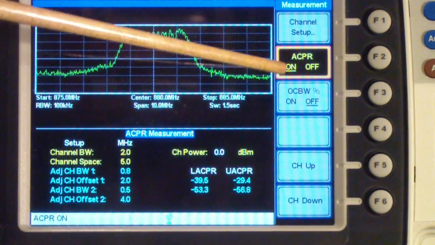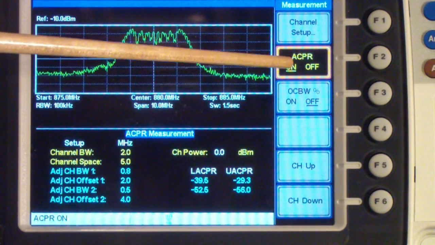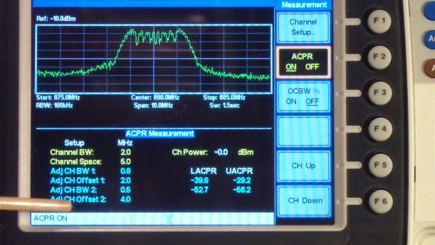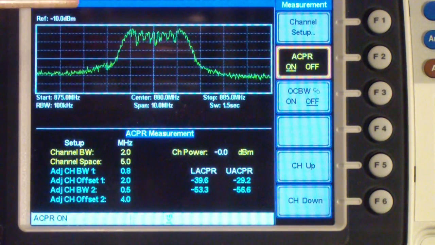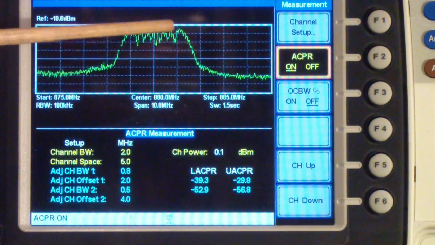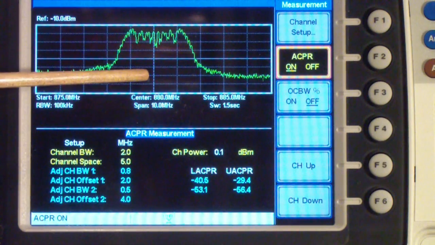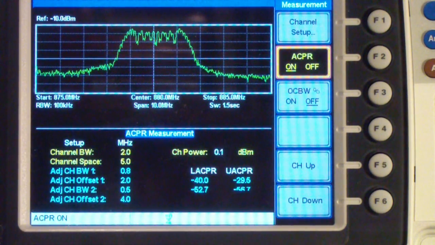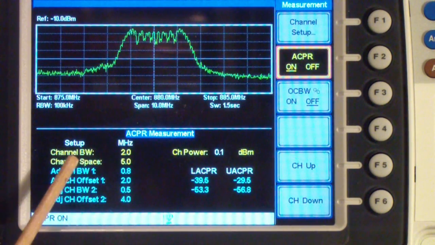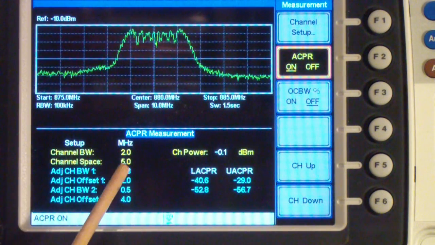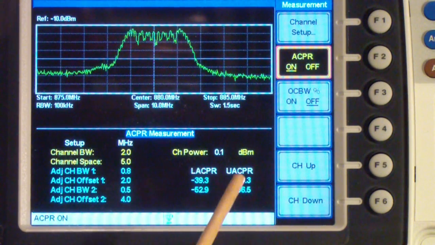Now we have turned on adjacent channel power ratio, and you'll notice that the analyzer splits into two screens. The top screen is the 1 megahertz deviation FM signal at 880 megahertz, just as before. And then below it are the ACPR measurements. And you may notice that it says the channel bandwidth is 2 megahertz. The channel space is 5 megahertz, as we said.